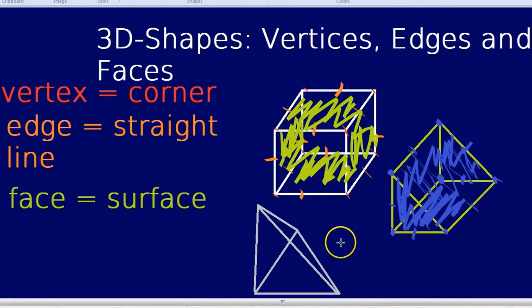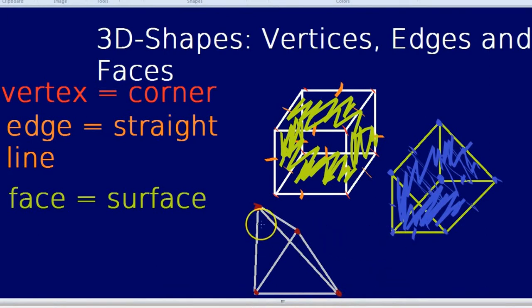Sorry, of a triangular pyramid. Okay, how many vertices does it have? It has one at the top here and another one at each of the corners of the base. So 2, 3, 4. That's 4 vertices.